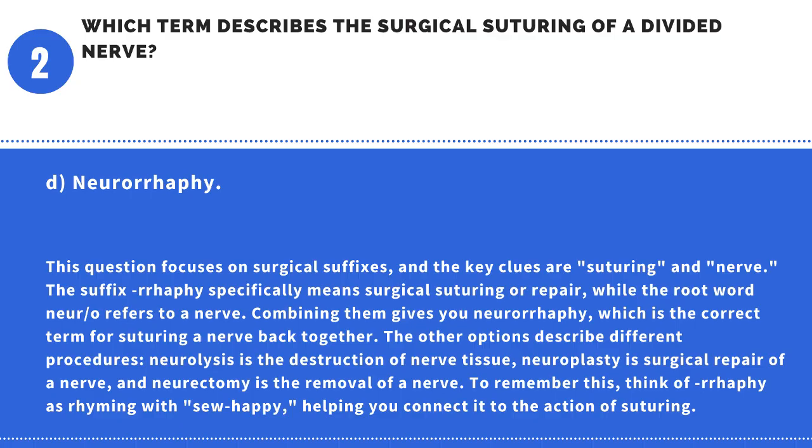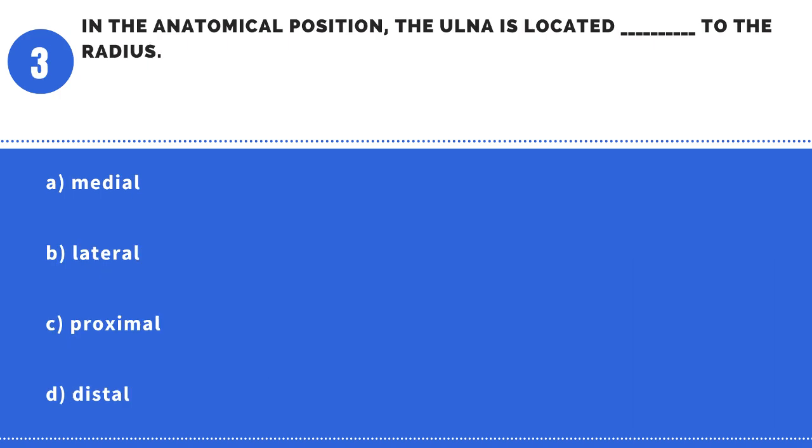Question 3. In the anatomical position, the ulna is located ______________ to the radius. A. Medial. B. Lateral. C. Proximal. D. Distal.